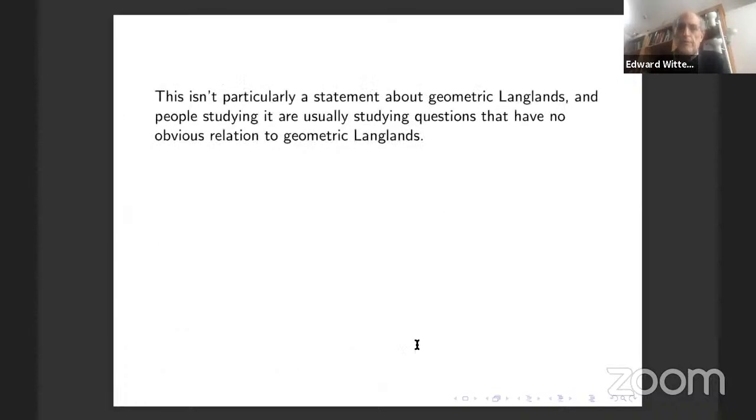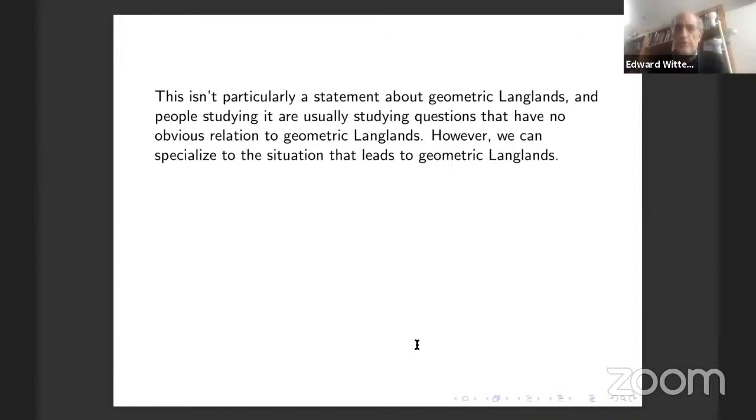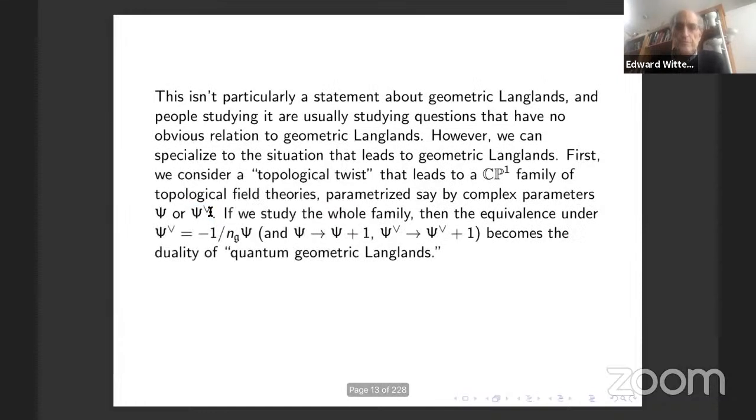Now, this isn't a statement about geometric Langlands particularly, and it's studied in many different directions by physicists interested in questions that are not closely related to geometric Langlands. But we can specialize to a situation that does lead to geometric Langlands. First, we consider what's called a topological twist that leads to a family of topological field theories parameterized by CP1. They're parameterized, let's say, by complex parameters, psi or psi dual for the group or the dual group.